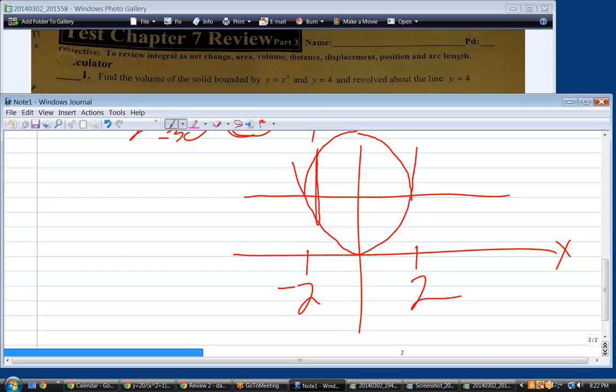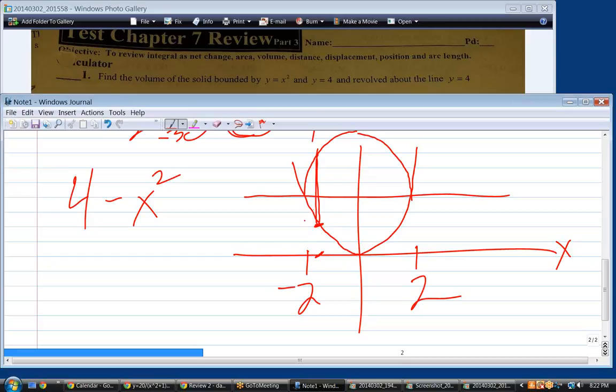Well, that's the distance from here to here. So it would be x squared minus 4, or 4 for x squared. I think it's 4 minus x squared. Top minus bottom. Right? The axis. Well, these are always a little tricky when they have you rotated about a line.